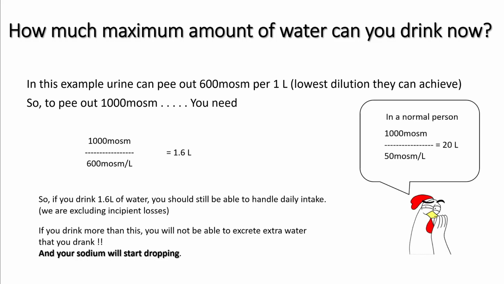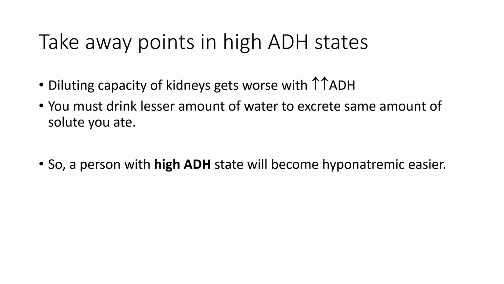For comparison, in a normal person, his urine diluting capacity was around 50. So he could drink up to 20 liters of water before becoming hyponatremic. The diluting capacity of kidneys gets worse with increasing ADH, and you must drink a lesser amount of water to excrete the same amount of solute you ate. So a person with a high ADH state will become hyponatremic more easily.